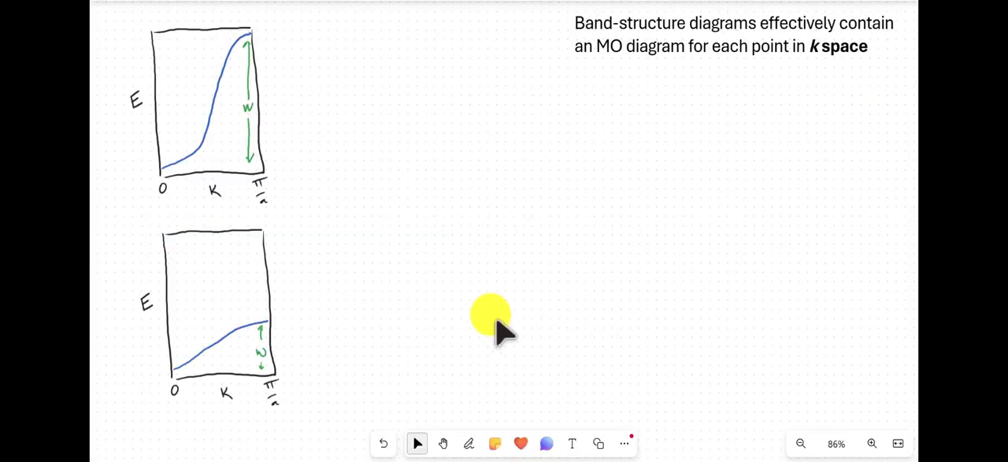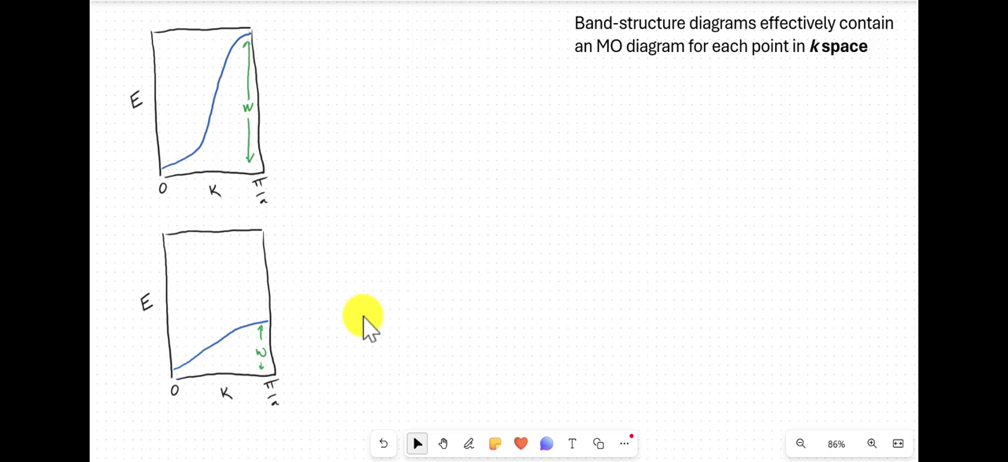So in previous videos, we introduced the band structure diagram, or the band diagram, also known as the EK diagram, and we talked about a couple different limiting cases here. One with the large bandwidth represented by W here, so that's a big energy gap between the fully bonding and the fully anti-bonding state from 0 to pi over a for the wave vector, and then one where we have the smaller bandwidth.